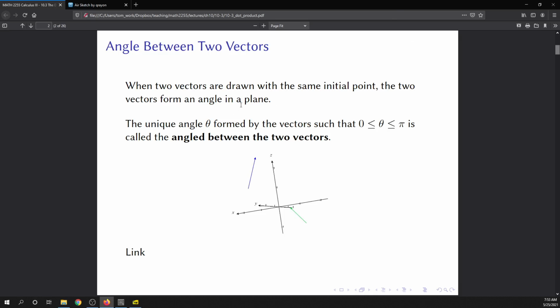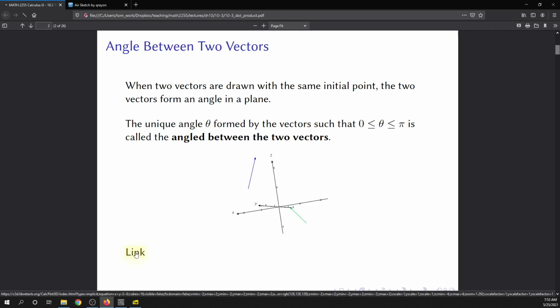So when you draw two vectors so that they have the same initial point, the two vectors are going to form an angle in a plane, right? By plane, I mean something that's similar to the coordinate plane that we talked about in Calculus 1 and Calculus 2. So at first, that might be a little bit confusing, so let's take a look at how that would be done.